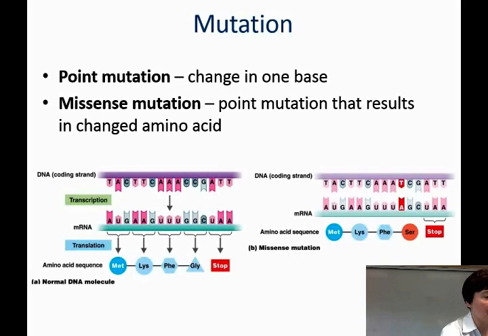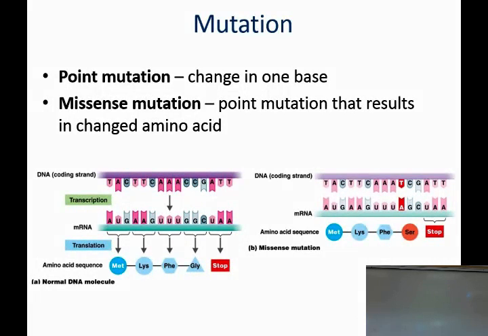A couple of things about mutations, some terms to know. Point mutations are a change in 1 letter, so it's a single letter typo. A missense mutation means that whatever mistake you're making changes the amino acid. So for instance, here's the original sequence, right? These 3 letters make methionine, A and G, we know that. The next 3 letters make lysine, and then phenylalanine, and then glycine, and there's a stop codon. So here's our final protein.